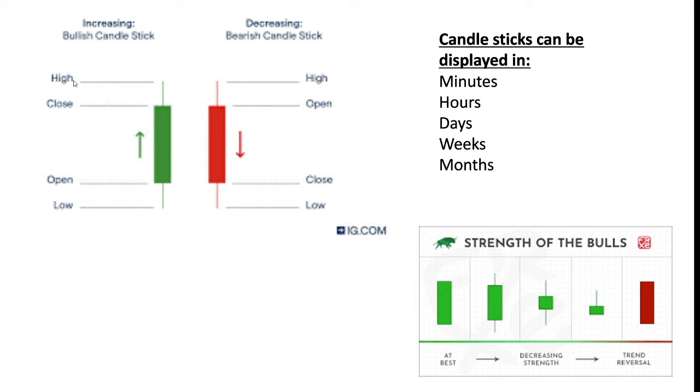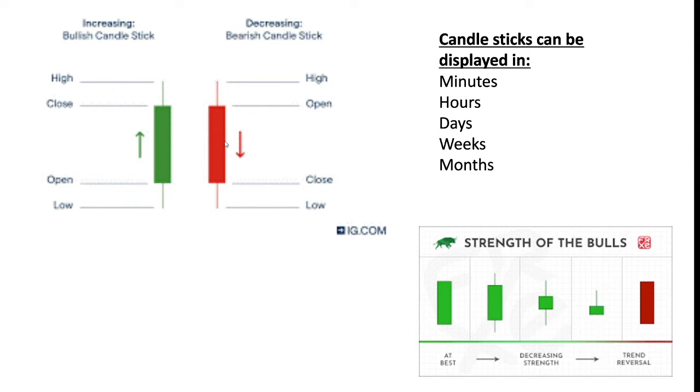High means how high did it get within that time frame. So let's say this was 12, maybe it moved up to 12, but it came back down to 11. And low is how low it ever went in that time frame. So this could be $9 or $8 in this theory. Decreasing is just the inverse of that. So candlesticks can be displayed in either minutes, hours, days, weeks, or months.